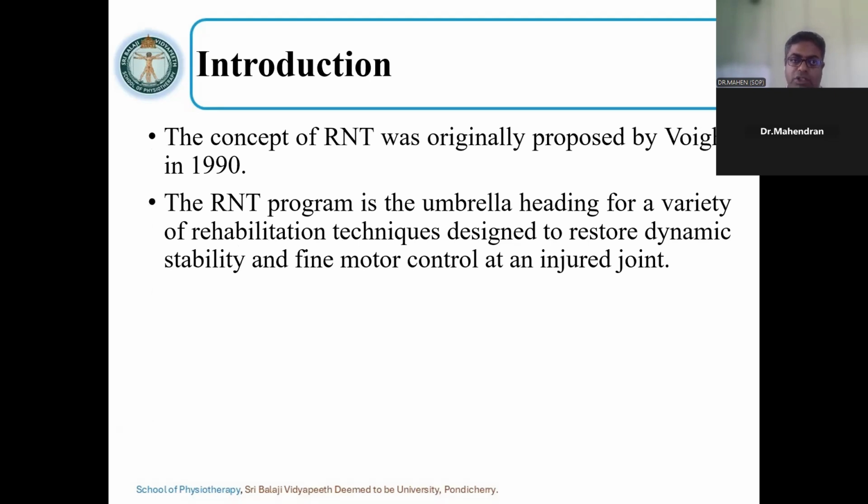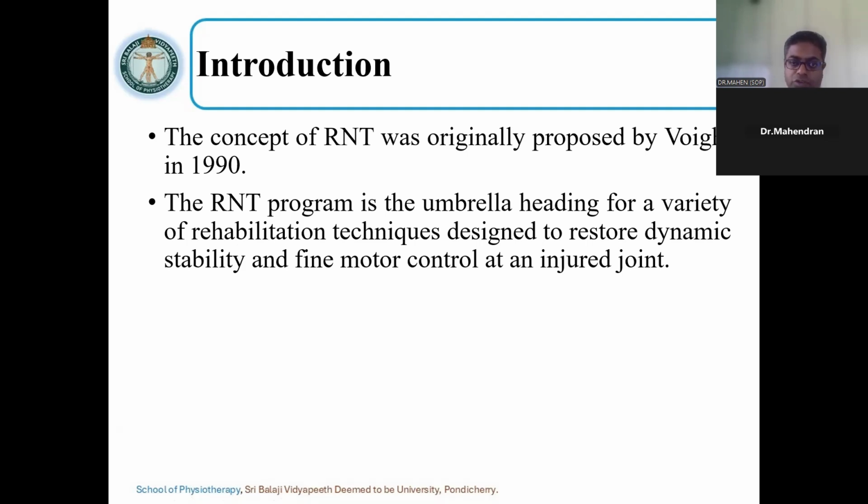Let's start with an introduction. So, this technique, the concept of RNT, was originally proposed by White in the year 1990. So, such a golden technique. The RNT program is an umbrella heading for varieties of rehabilitation techniques designed to restore dynamic stability and fine motor control. So, there are two purposes of this technique. One is to restore the dynamic stability and to restore the fine motor control.